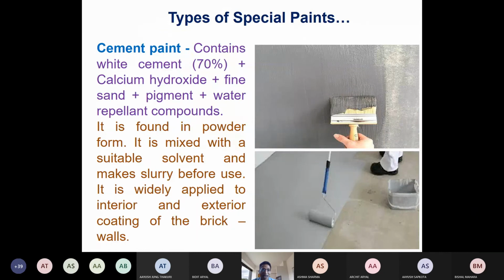And cement paint, from the diagram you have knowledge about which part it is applied to. It contains white cement 70%, calcium hydroxide, fine sand, pigment, solid coloring matter, plus water repelling compound. It is found in powder form. It is mixed with a suitable solvent and makes a slurry before use. Slurry बनाएर use गर्ने. It is applied to interior and exterior coating of brick wall.